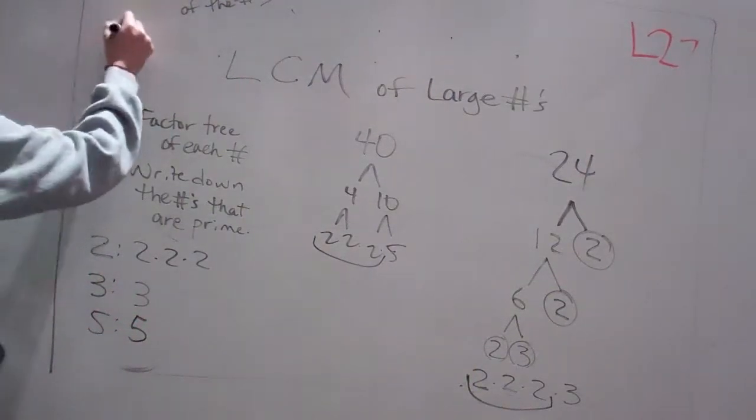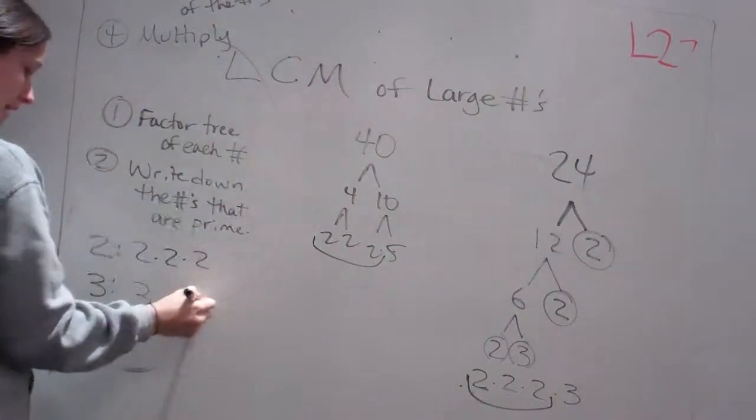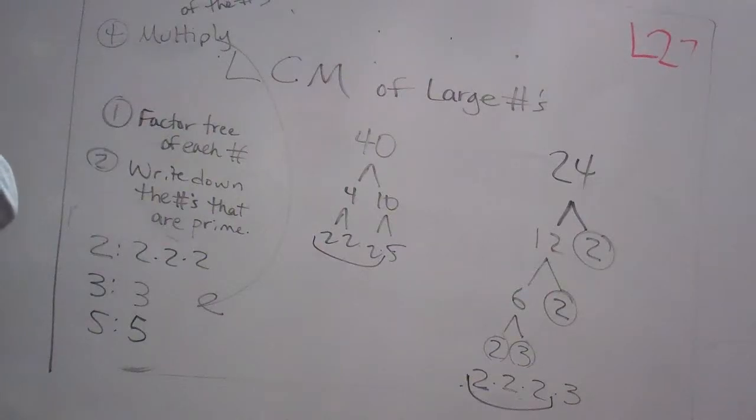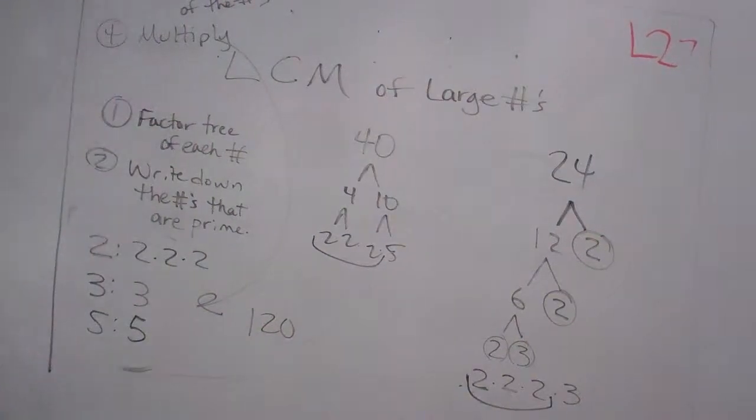Now what am I supposed to do? Multiply them all. I guess I should put that as a step. Multiply all the answers. Okay? So when you multiplied all those, we would end up getting 120. 120. Good job. So 120 would be our first common multiple and our least.